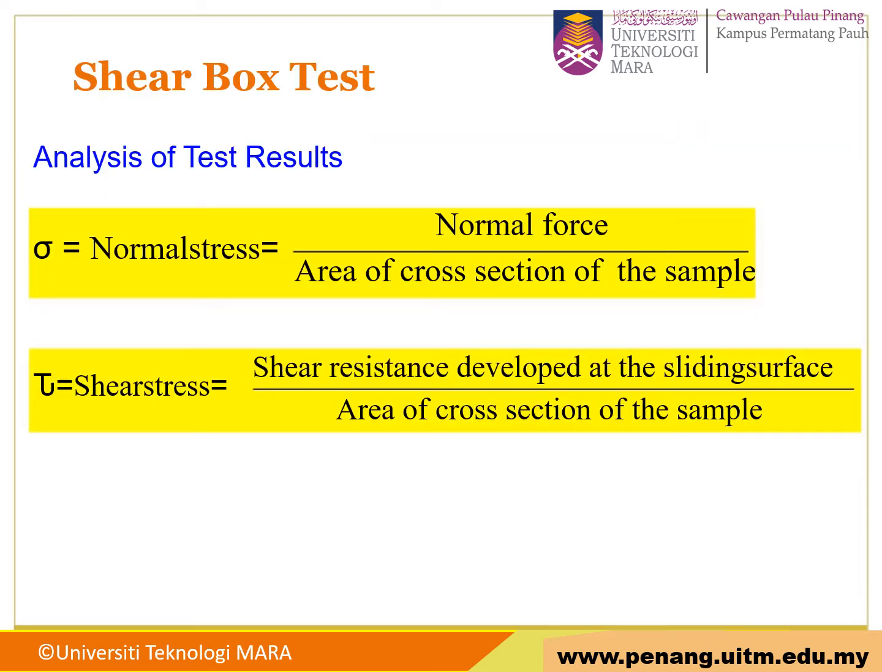Alright guys, this is the analysis of test results. This one is normal stress. Normal stress is equal to normal force divided by the cross-sectional area of the soil sample. So this is your sample, for example 60 mm by 60 mm, so the area is 60 times 60 mm. That is the cross-sectional area.